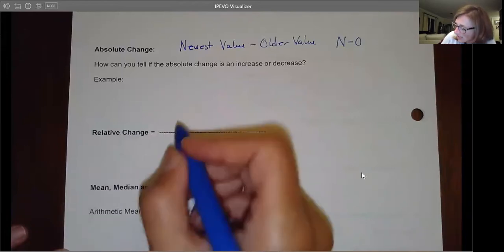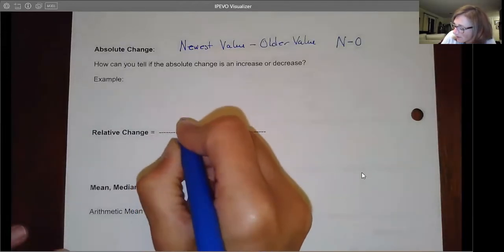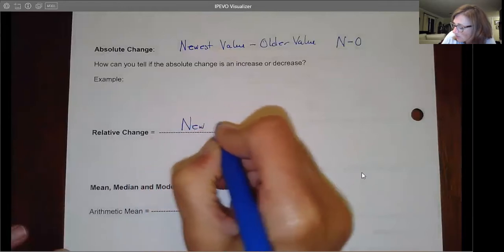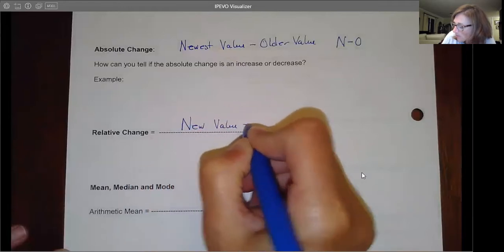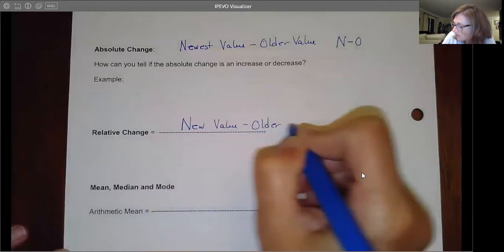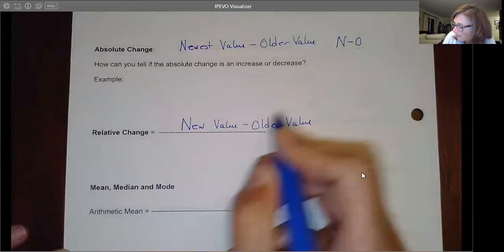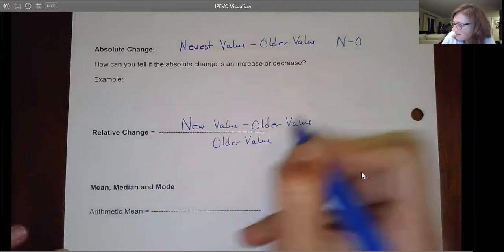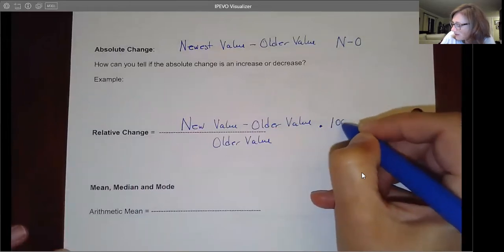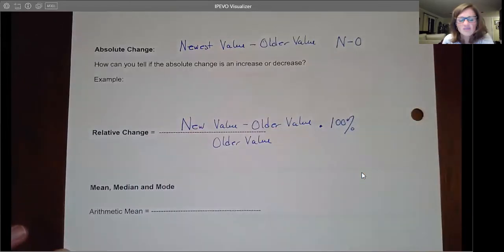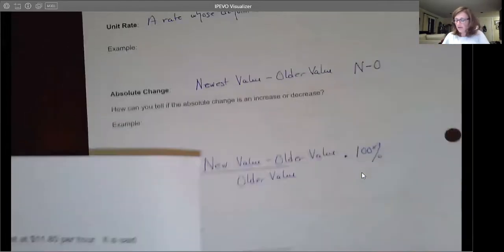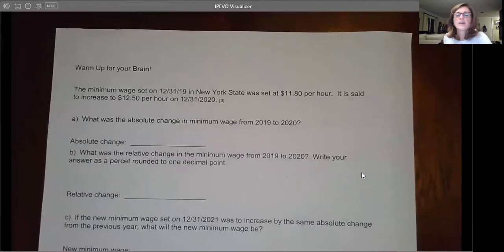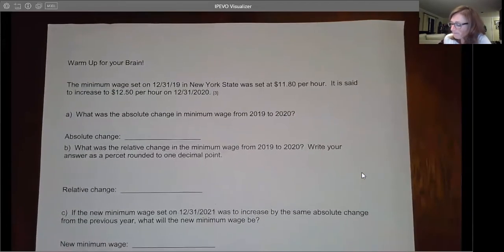And the relative change, the formula, is the new value minus the older value, all over the older value. And because it's a percent, make sure you multiply by 100. All right, so on Blackboard, this sheet is there. This is just another one. This is just going to warm up our brain a little bit with some of these examples.